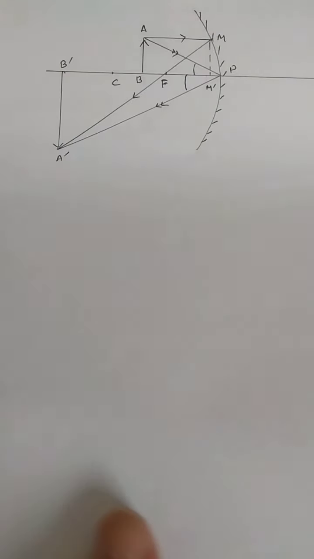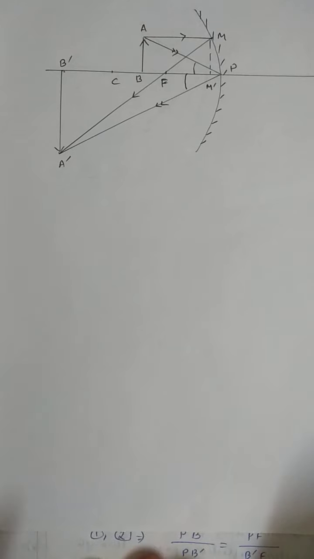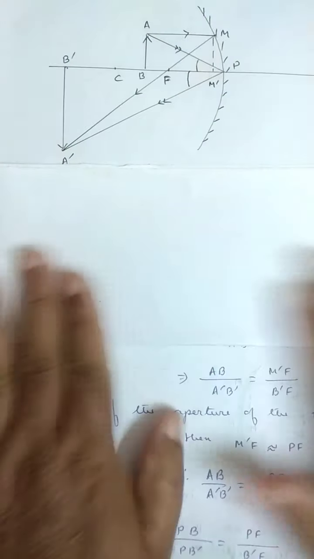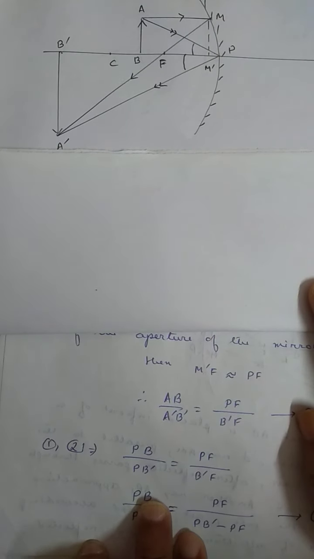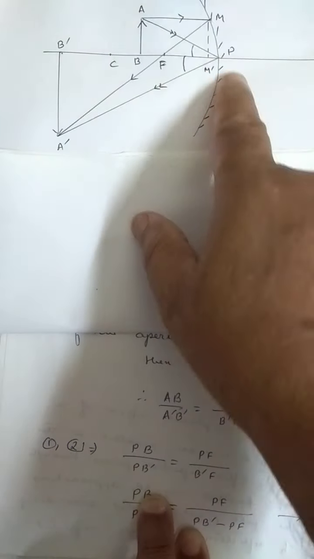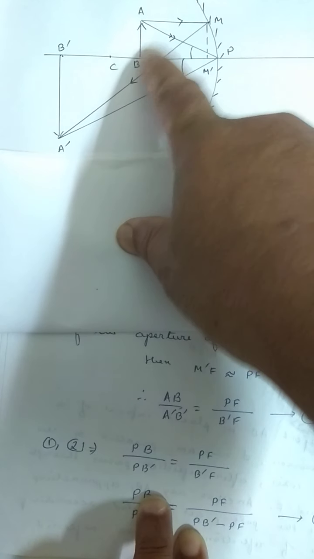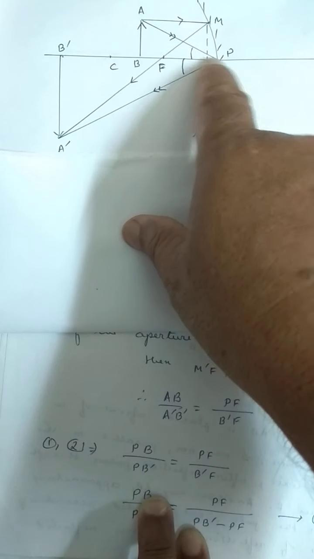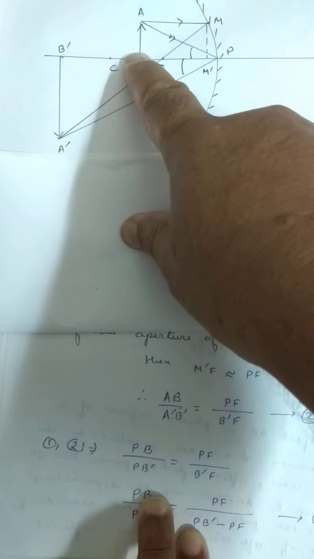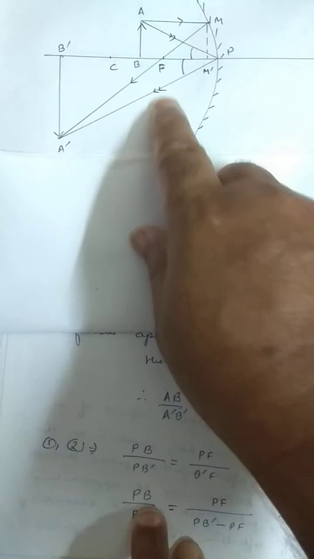Now, this is the equation 3. You just see the equation. PB, what is PB? This is the PB. This is the direction of incident ray. So what is the direction of measurement? We measured PB opposite to the incident ray. Therefore, PB is minus u.